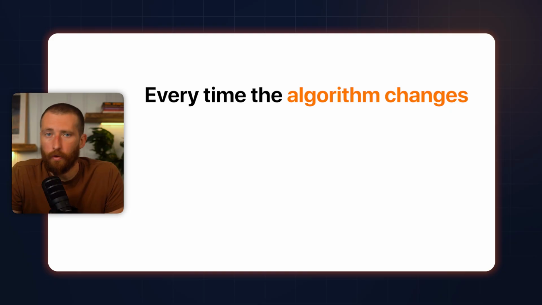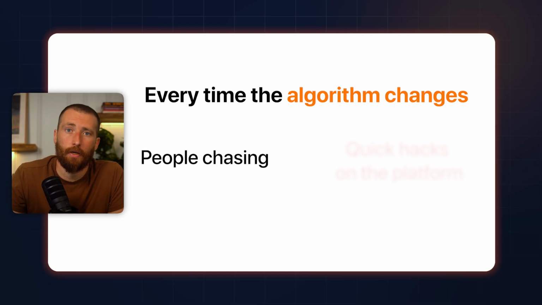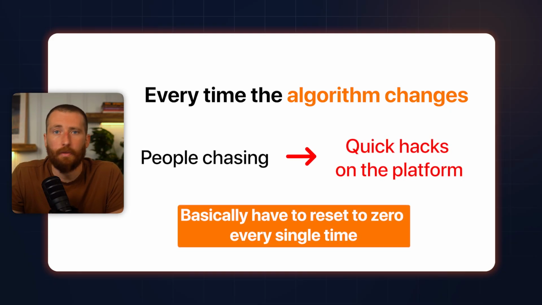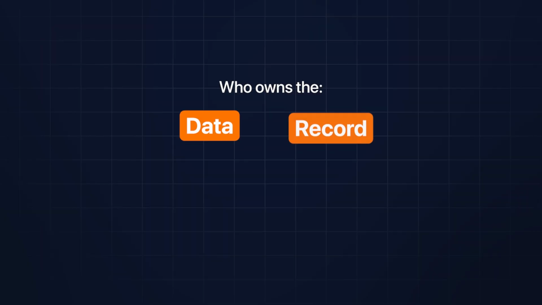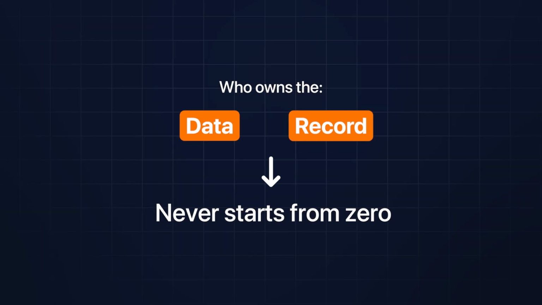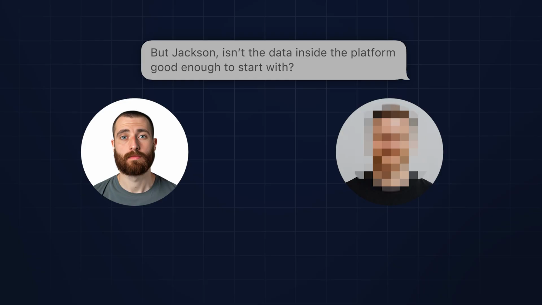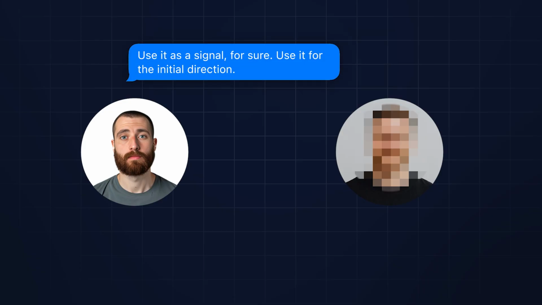Every time the algorithm changes, the people chasing quick hacks on the platform basically have to reset to zero every single time. Now, the person who owns their data and owns their records never starts from zero. But Jackson, isn't the platform data good enough to start? As a signal, for sure.